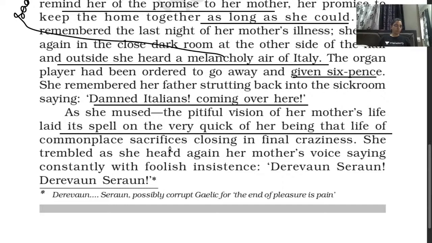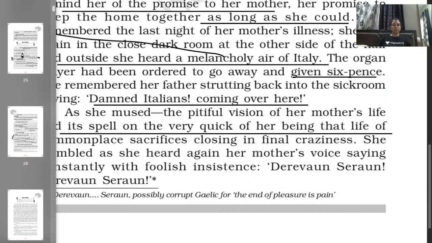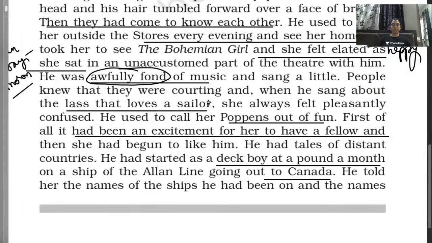Hello, Shantanu. Which part do you want me to repeat? So I'll just go back to this previous page and give you the gist again, okay?